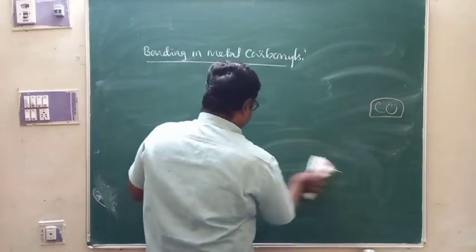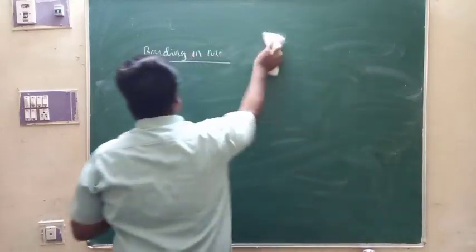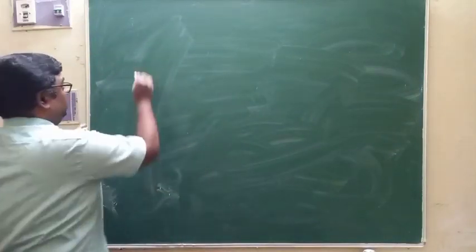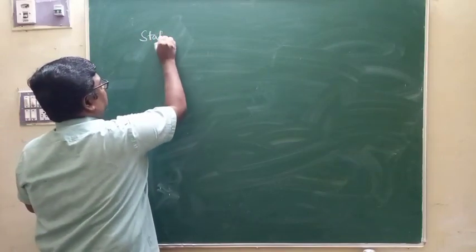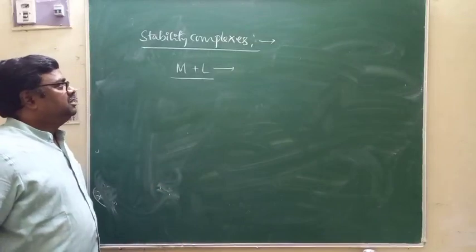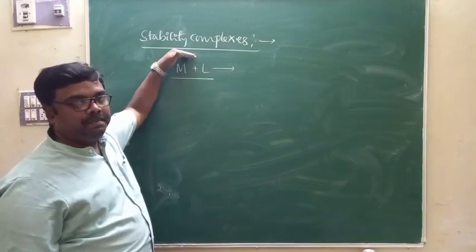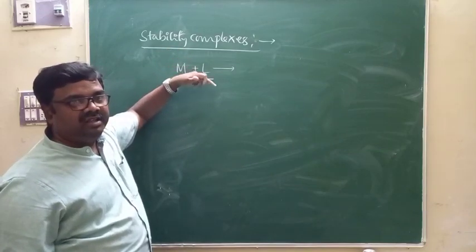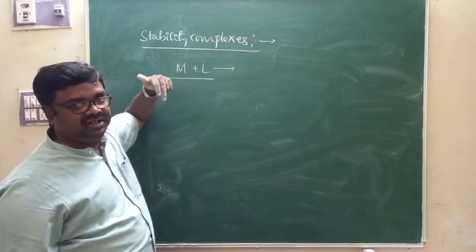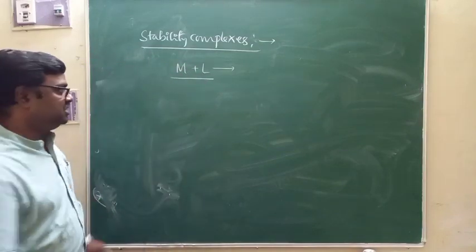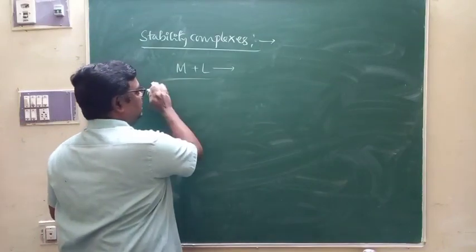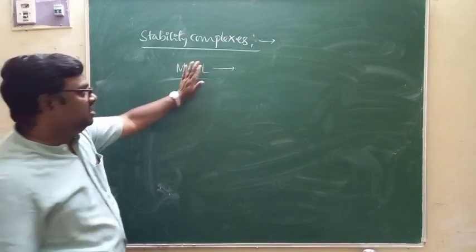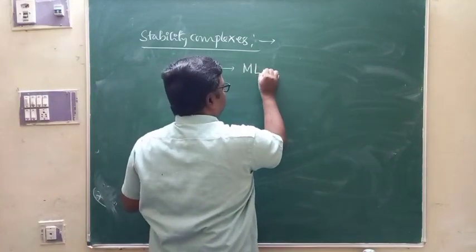Now let us see, as far as your NCERT textbook is concerned, you are supposed to study what we call the stability of the complexes. Stability of complexes in solution refers to the degree of association of two species involved in the equilibrium state of that particular association. This is association of metal and ligand in solution to form a metal complex of the type ML4.